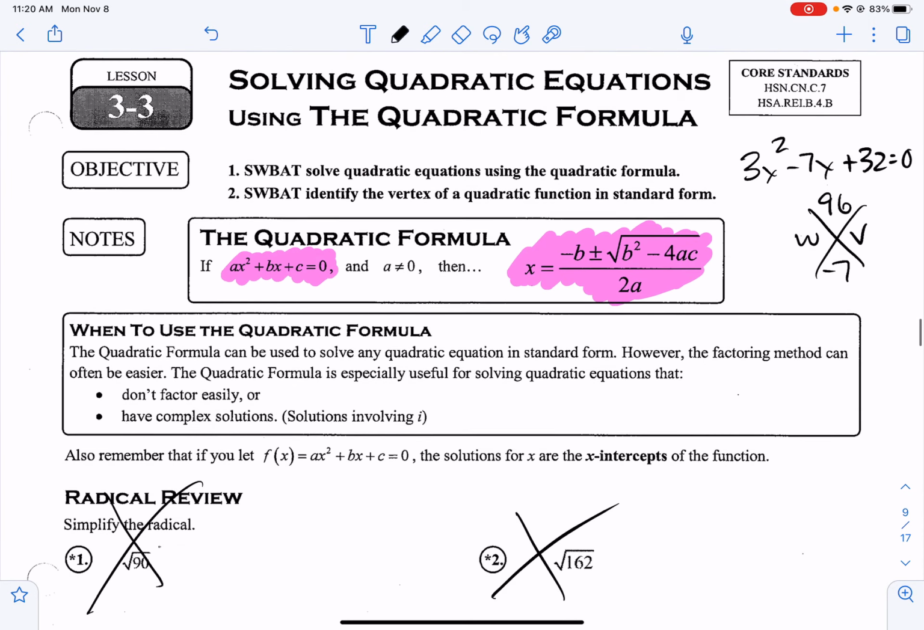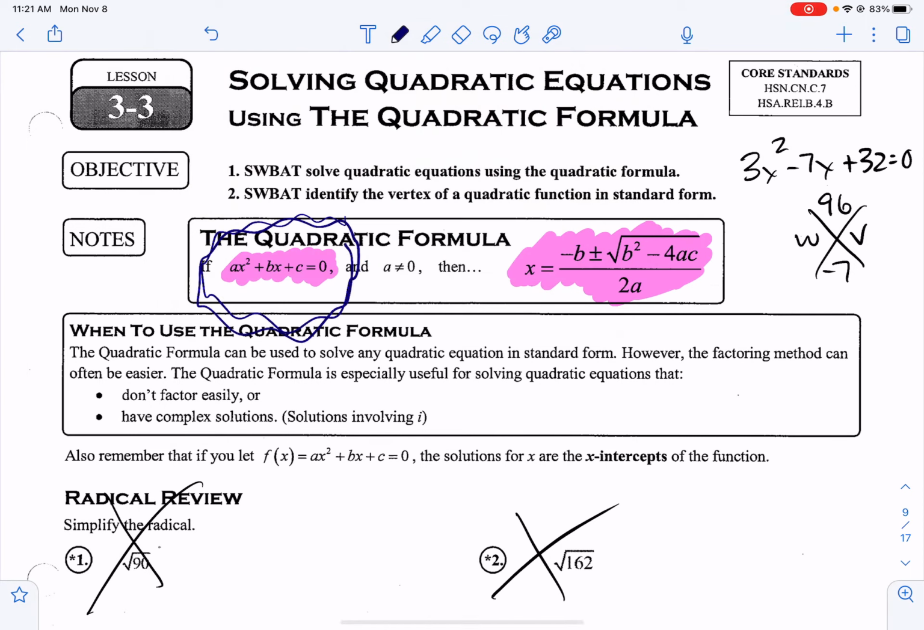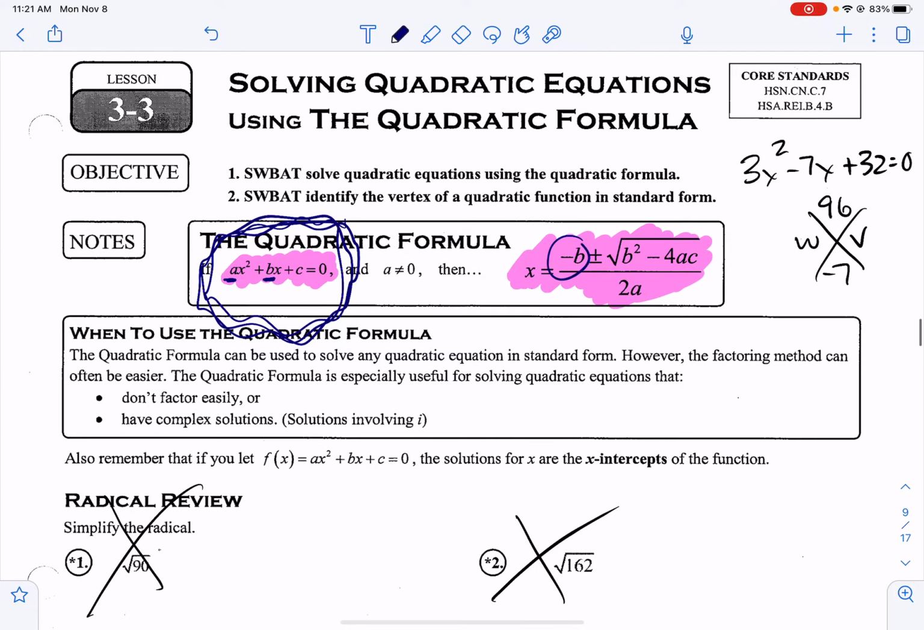Step 1, if you notice up here, my quadratic equation is set up as ax squared plus bx plus c. All that means is whatever's in front of x squared becomes your a, and that's what you're going to plug into the formula everywhere that you see an a. What's in front of the x is your b, and you're going to plug that in everywhere you see a b in the formula. Same thing with c. Whatever number's all by itself plugs in for the c in the quadratic formula.